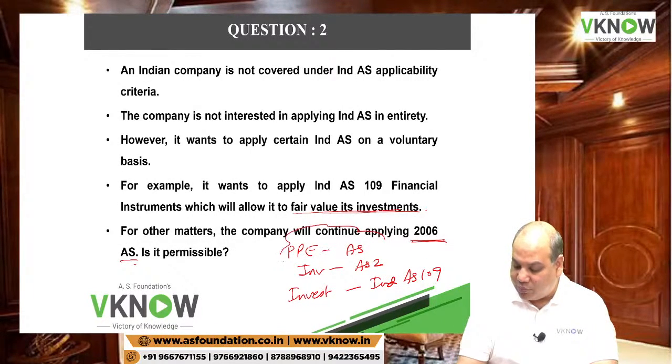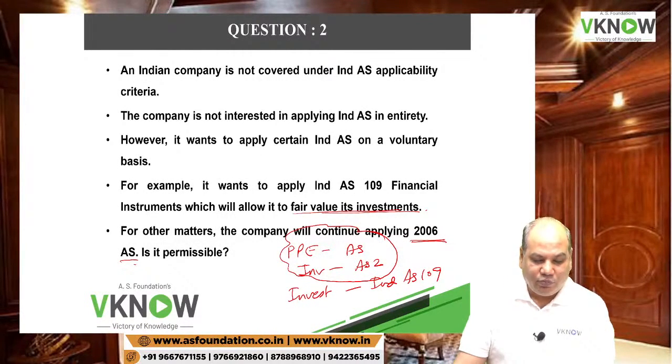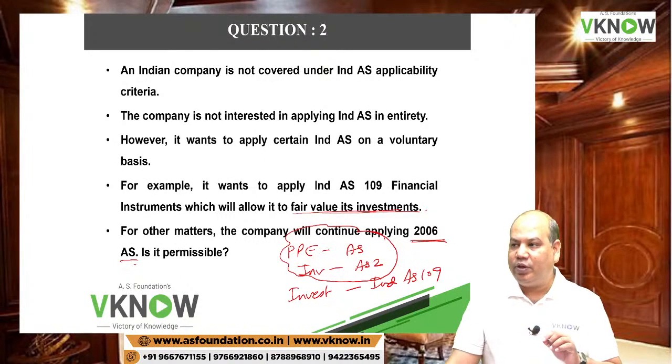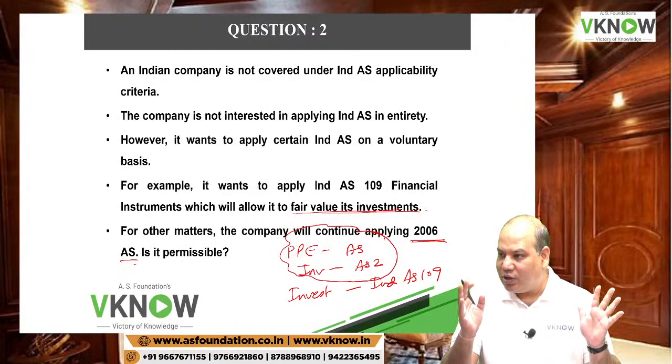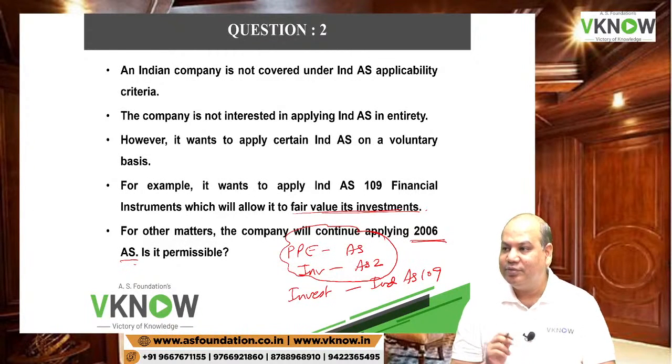For all other items, government grant, PPE, inventory, revenue, AS. But for investment, I will follow Ind AS 109. Can you do this kind of exercise? The answer is no. Either you follow AS or you follow Ind AS in totality. However, where we don't have guidance under the accounting standard, if there are some transactions for which there is no guidance in the accounting standard, then you can follow Ind AS.